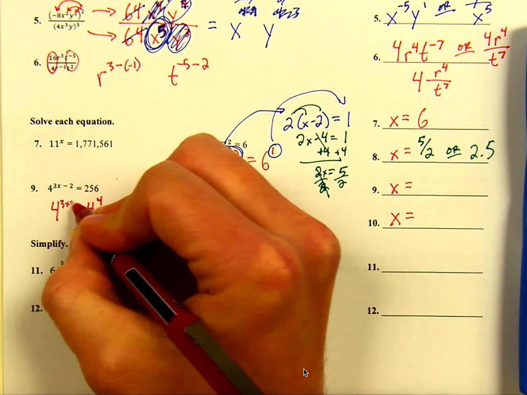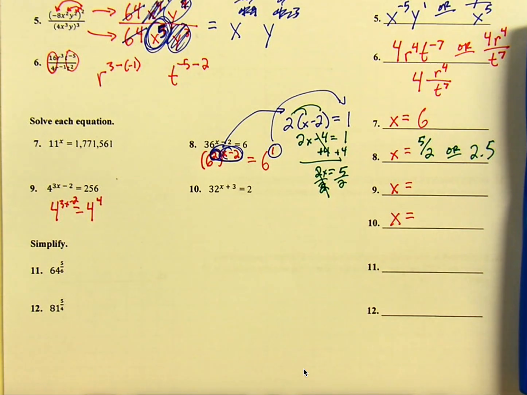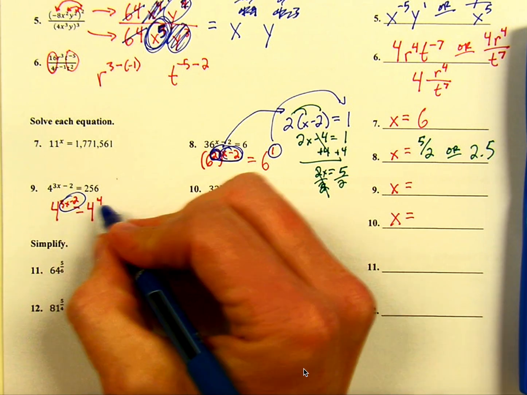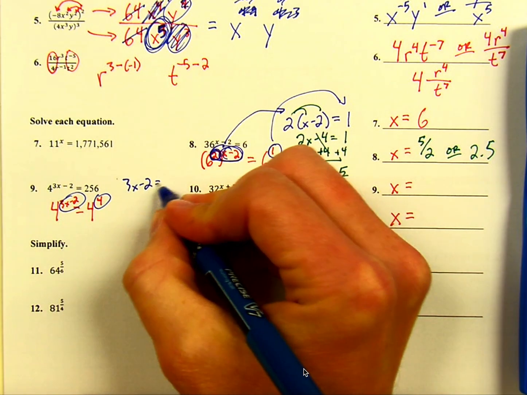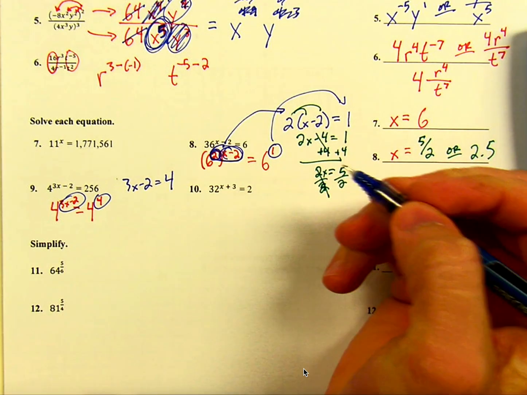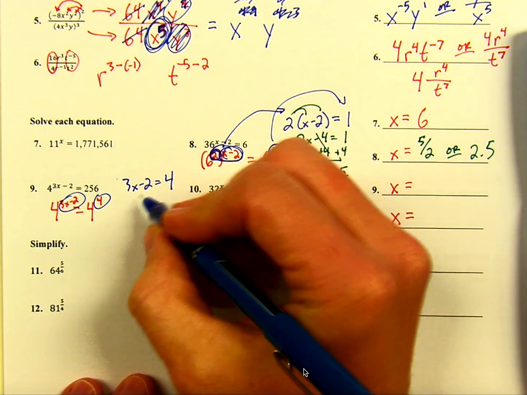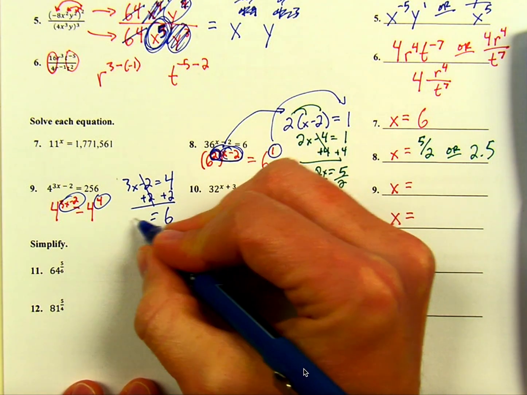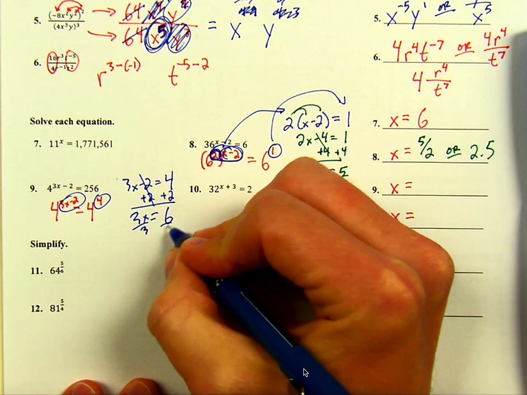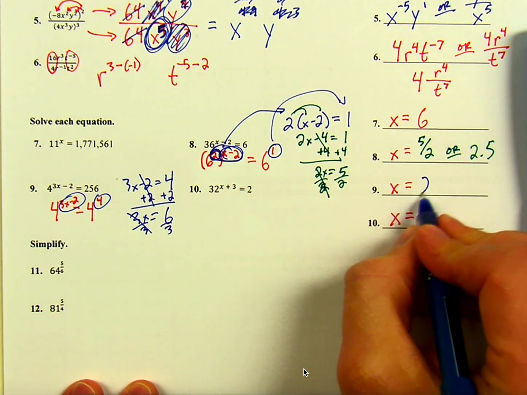Oh, wait. So 3x minus 2 must equal 4. If 4 to this equals 4 to that, then this must equal that. Just, right? Yeah, substitution idea here. So, again, just solving an equation. This one comes out a little bit cleaner. And you get x equals 2.